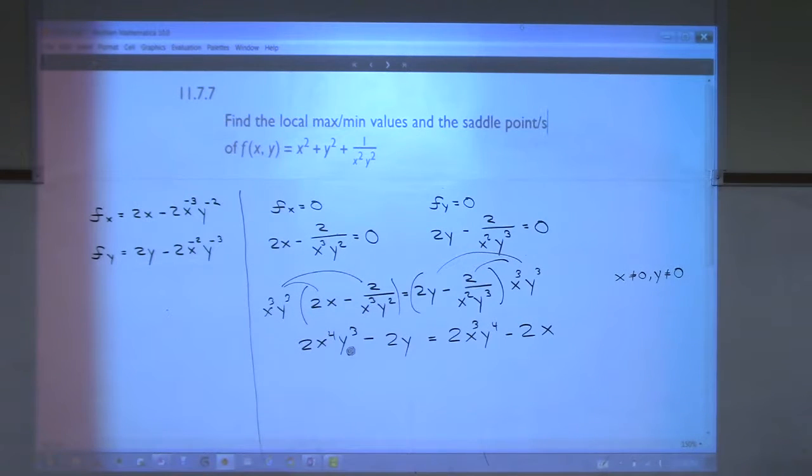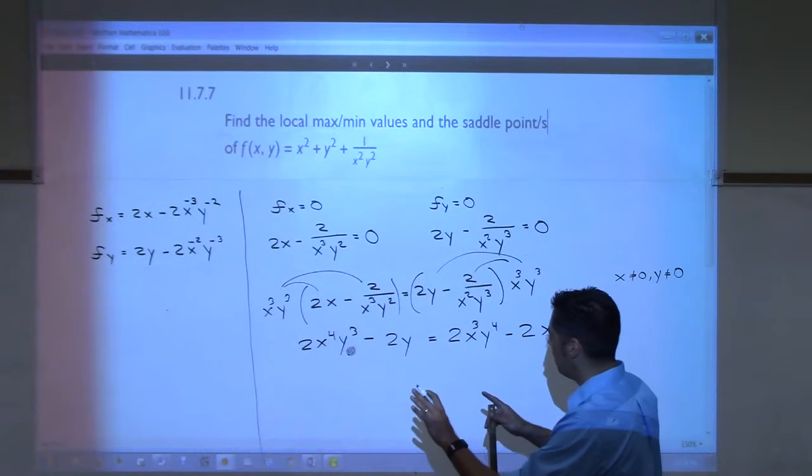Now what? Now can you do what? Set them each to 0? You can't set them each to 0. Oh, set the whole thing equal to 0? Like bring everything to one side? You can do that. You want to do that? Okay, let's try it.